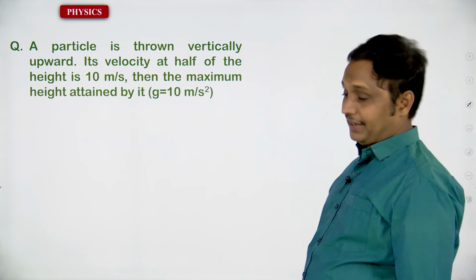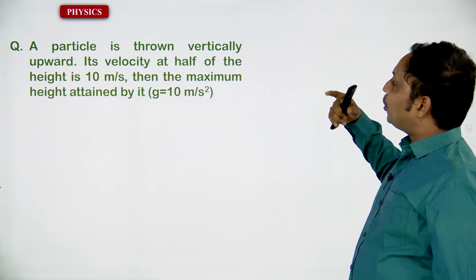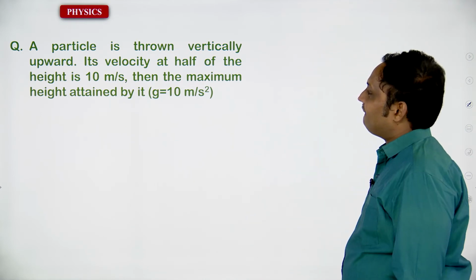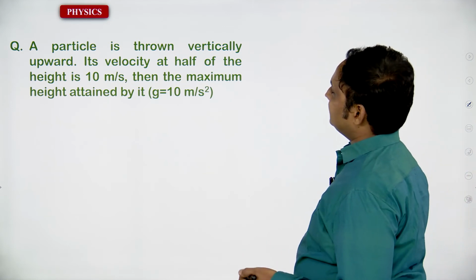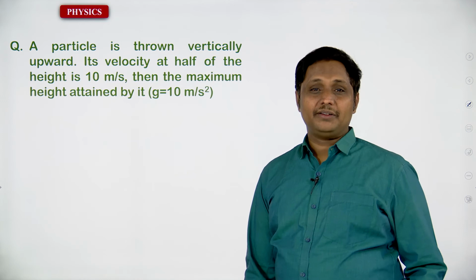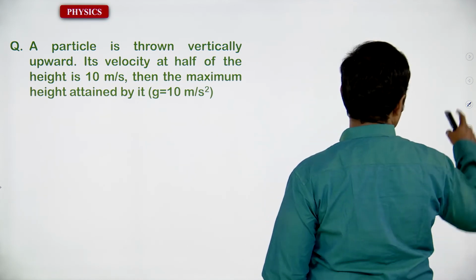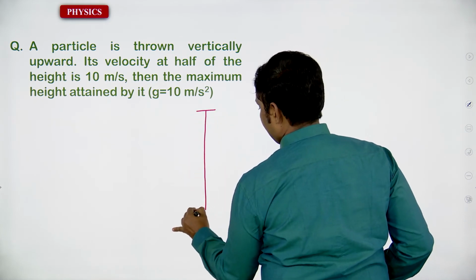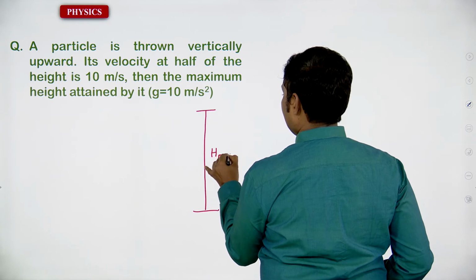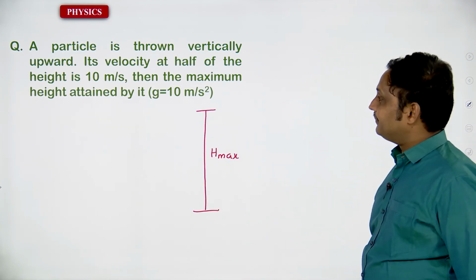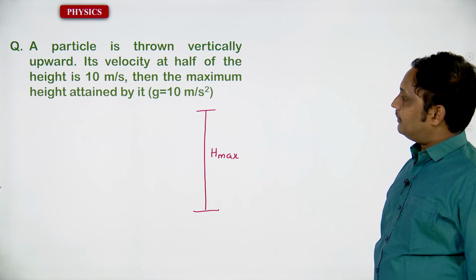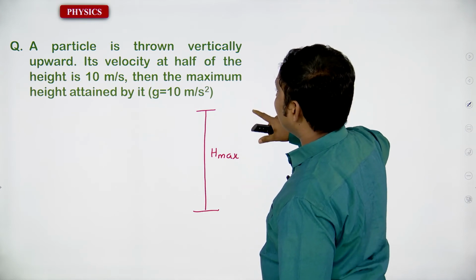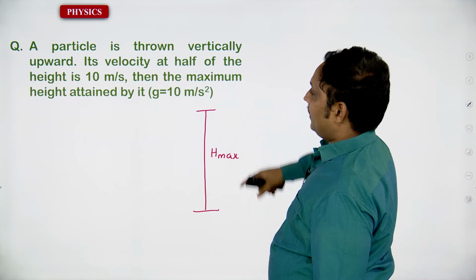Yes, it's very clear. A particle is thrown vertically upwards. Its velocity at half of the maximum height, you have to confirm. It has been thrown, right? You have to take that H maximum. Okay, all right, it's the case. Maximum height, you have to confirm. If a particle is thrown vertically upwards with a velocity upwards, okay, it's very clear.